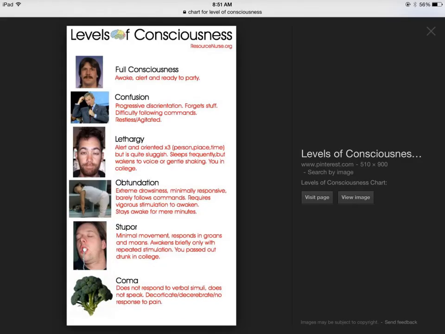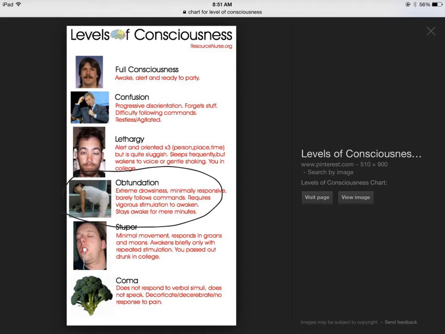Okay, I wanted to make sure you guys understood the different levels of consciousness, because I often hear these not used correctly. For instance, the other day in clinical, I had a student who told me that their patient was obtundant, okay? But yet they were up walking around in the hall. So you can see how this would not be acceptable. And so the levels of consciousness that we need to know is someone who's fully conscious, they're awake, alert, and oriented, and ready to go.